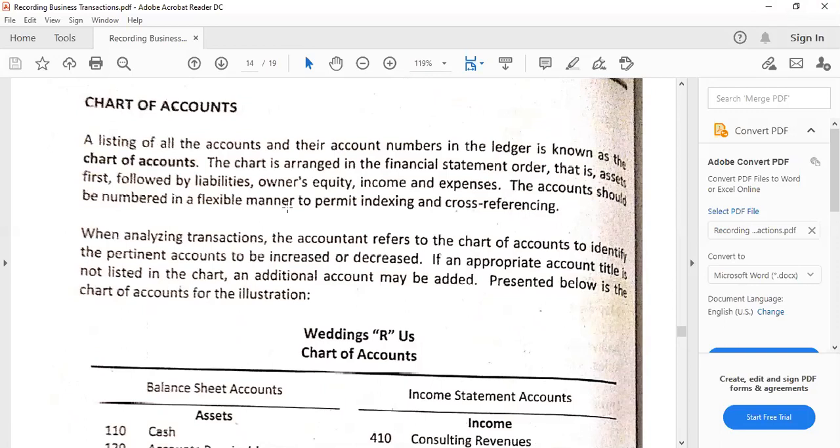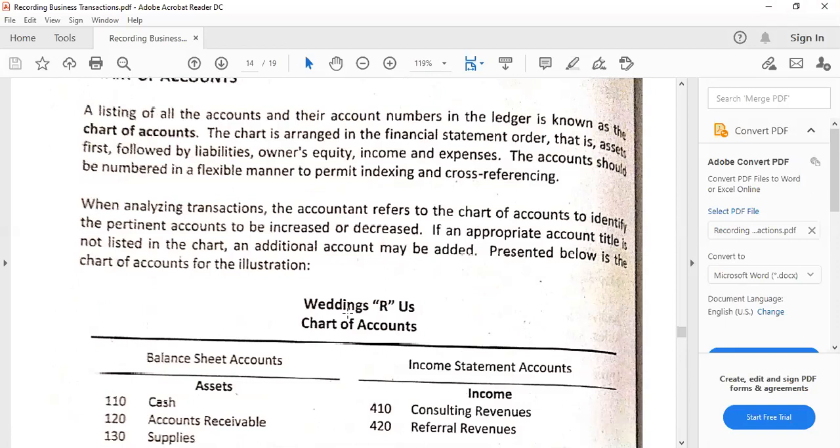Then the chart is arranged in the financial statement order as said, from assets to expenses. The accounts should be numbered in a flexible manner to permit indexing and cross-referencing. So if you can recall, when we discussed journalizing transactions under PR, which means posting reference or page reference, by the way, you call that also folio in some books. So that's going to be the same.